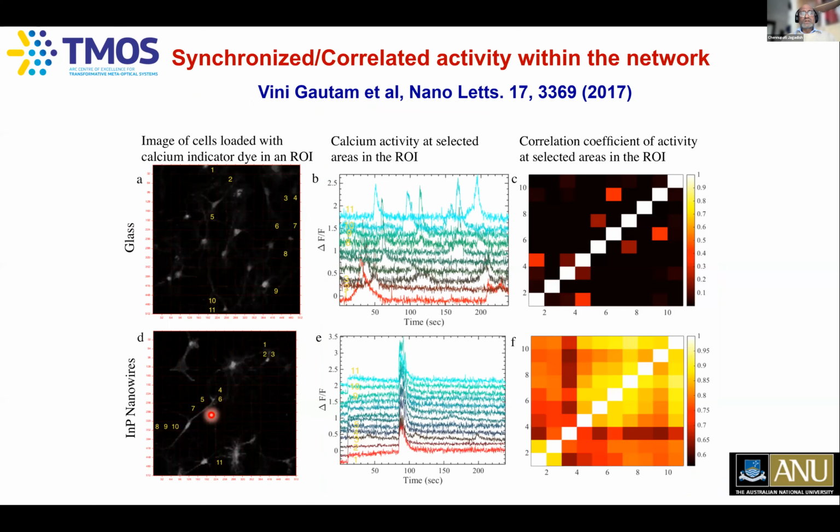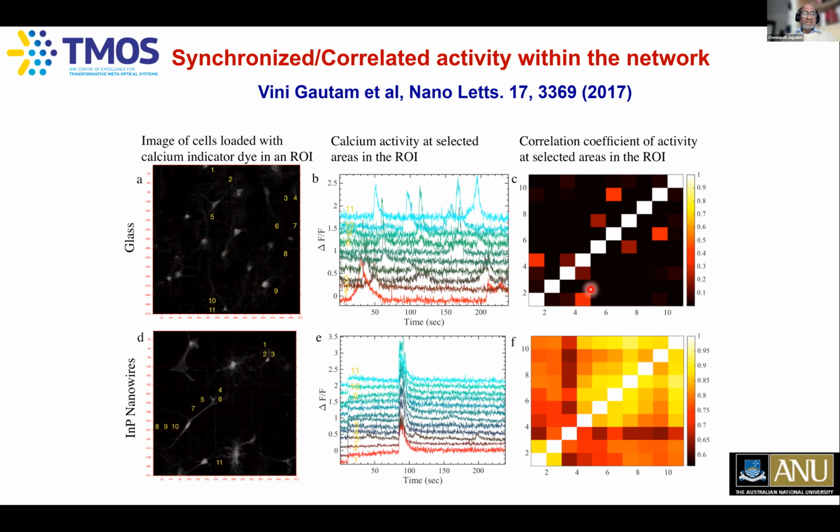Here is a case where she looks at the ones grown on glass, for example, the change in fluorescence intensity as a function of time. This means that as and when this is happening, this is where the action potentials have been fired. So you can see that they are all randomly firing as and when the neurons are grown on glass substrates, and you see very little correlation here.